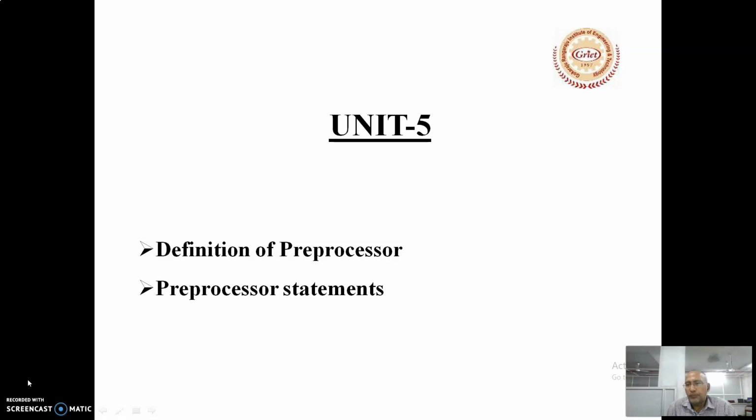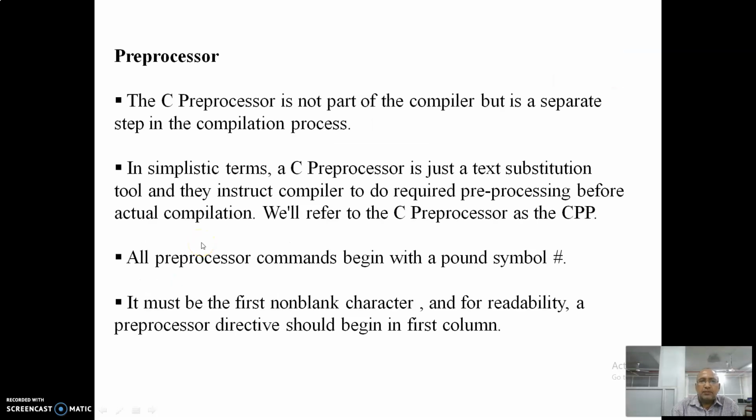In this video, I am discussing the definition of the preprocessor and preprocessor statements. What exactly is a preprocessor? The C preprocessor is not a part of the compiler, but is a separate step in the compilation process. That means the preprocessor is just a text substitution tool, and it instructs the compiler to do the required preprocessing before actual compilation.